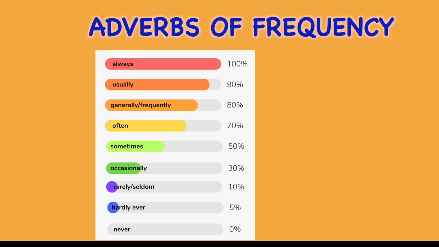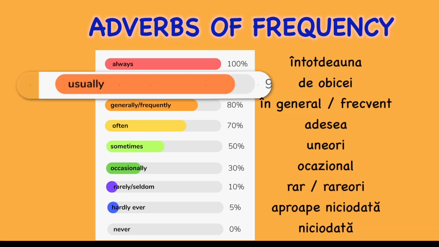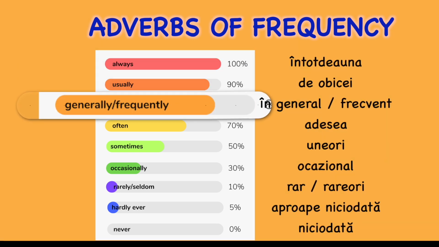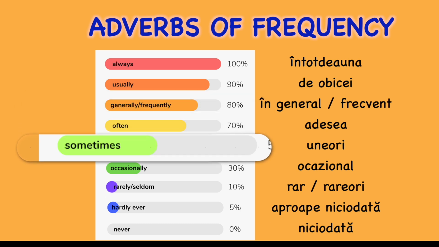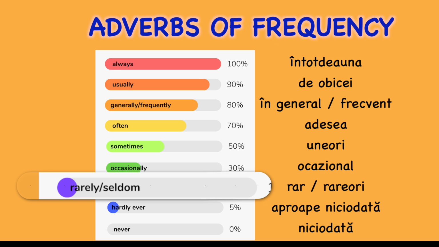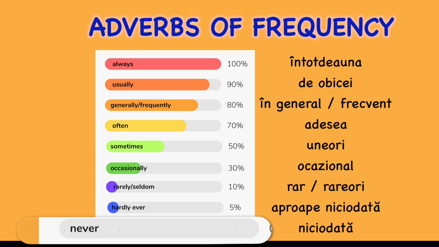Here is the list of the main adverbs of frequency: always, usually, generally or frequently, often, sometimes, occasionally, rarely or seldom, hardly ever, and never.